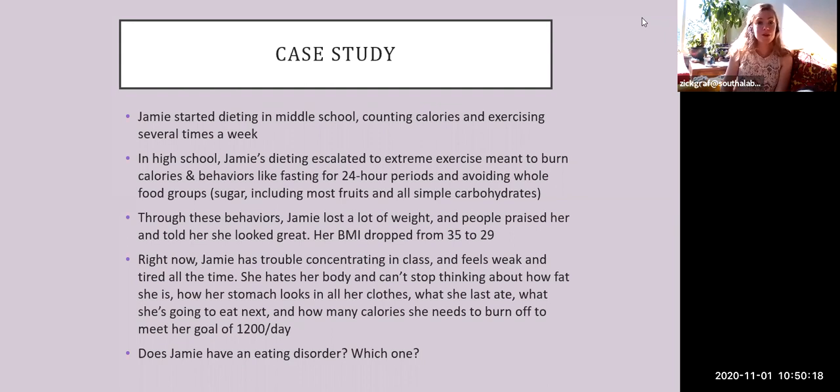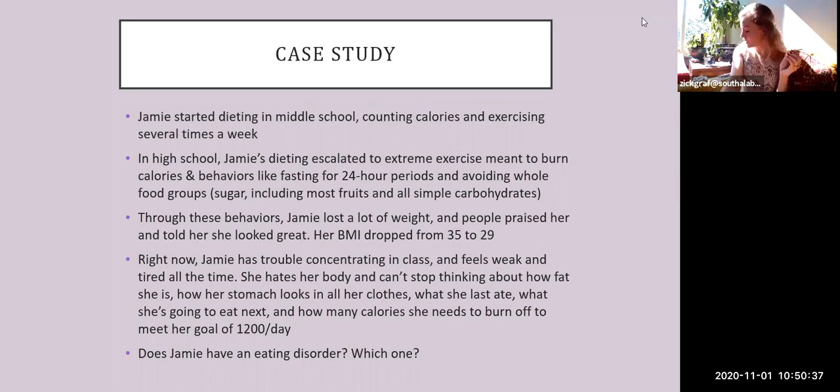Through these behaviors, Jamie lost a lot of weight and she got a lot of praise and positive feedback for that weight loss. So when she started these weight loss efforts, her BMI was in the obese BMI range at 35. And at the time that this case study takes place, her BMI was in the overweight range at 29.